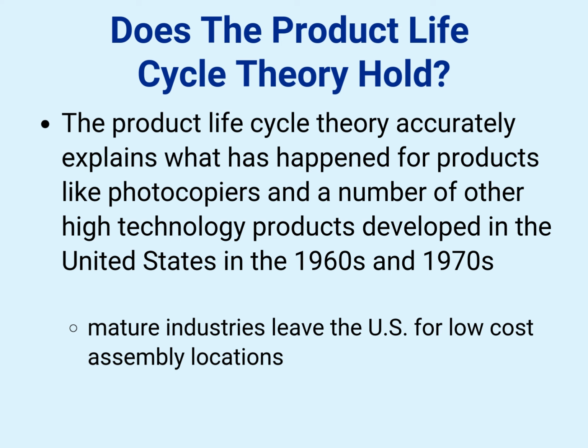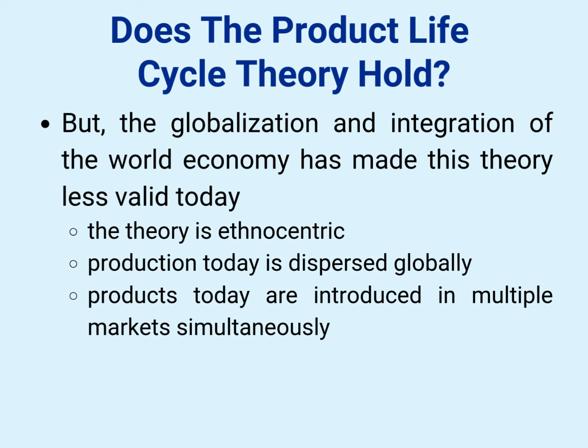This demonstrates how the theory accurately describes the way industries shift production as products reach the saturation stage. Although the product life cycle theory was once very relevant, today, with globalization and economic integration, its value has diminished. Production is no longer concentrated in one country and gradually shifted to others. Instead, it is globally dispersed from the outset. Products today can be manufactured simultaneously in multiple markets, rather than moving through distinct stages as they did in the past.